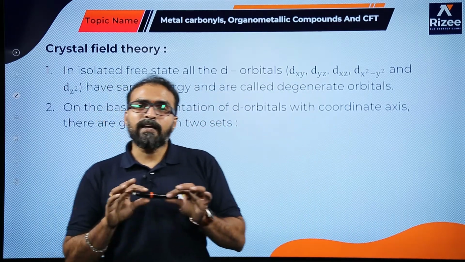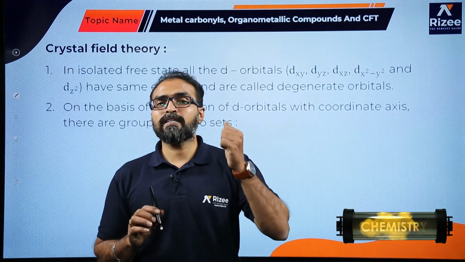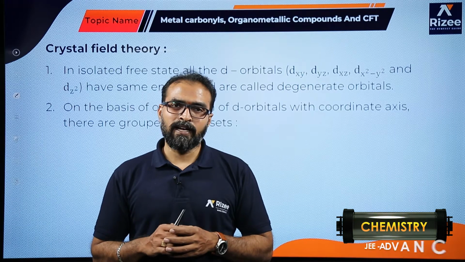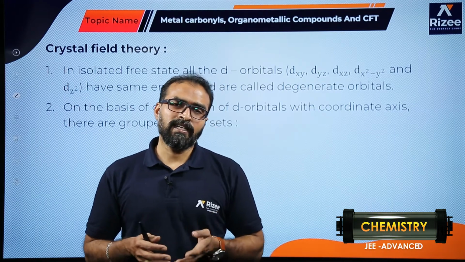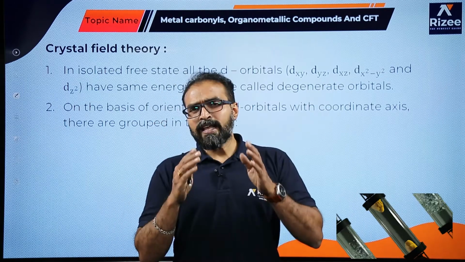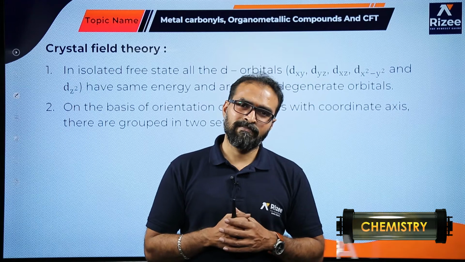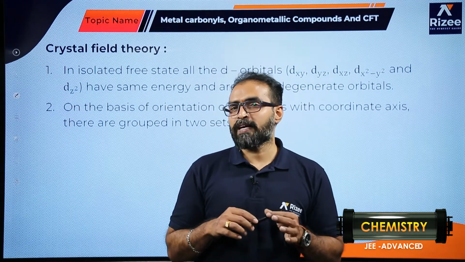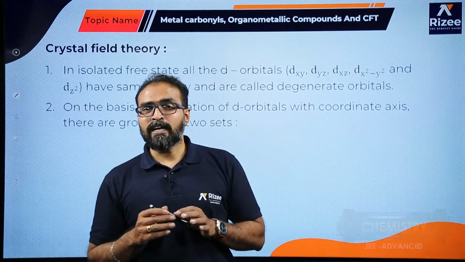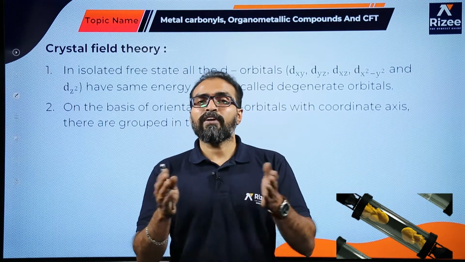The d subshell has 5 orbitals. They are dxy, dyz, dzx, dx square minus y square and dz square. In the absence of ligand, all these 5 orbitals have the same energy. But in the presence of ligand, what will happen? Depending upon the orientation of the orbitals, they will have different energies.